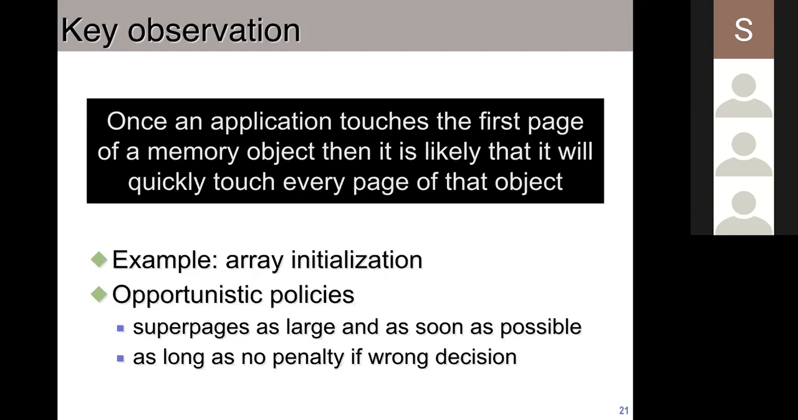Okay, and the other rule of thumb is that they want to create super pages as large as possible and as soon as possible. They don't want to wait too long. As soon as there's an opportunity to create a super page, they want to create it, as long as there's no penalty for wrong decisions. They don't want to end up creating a very large super page and then the application uses only a small bit of it. Then you end up with a huge penalty, the internal fragmentation cost.